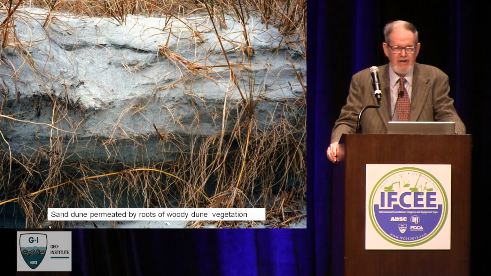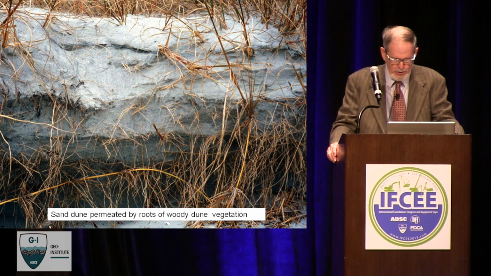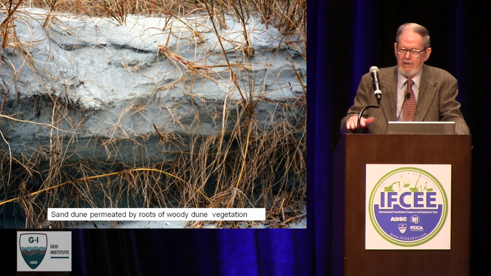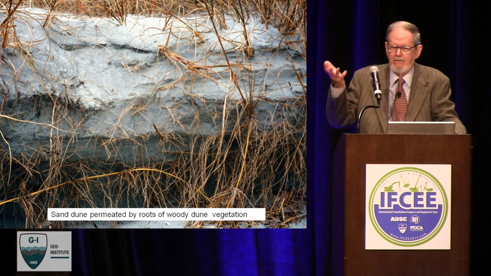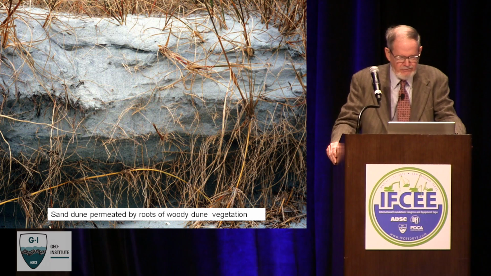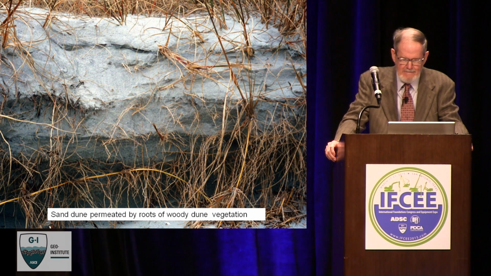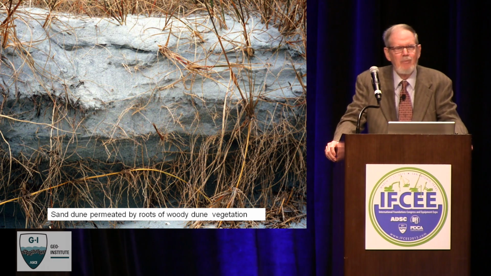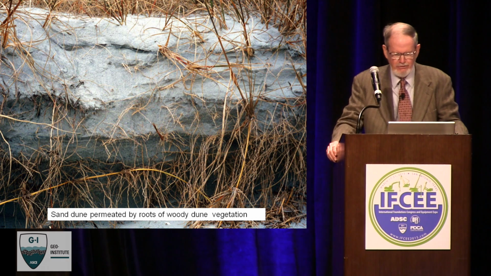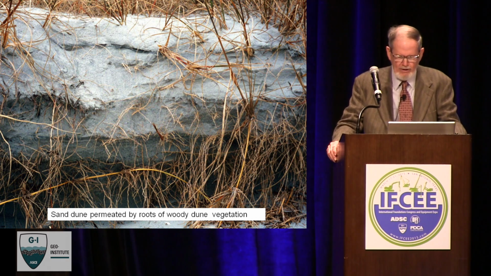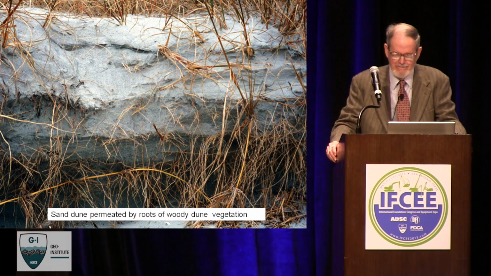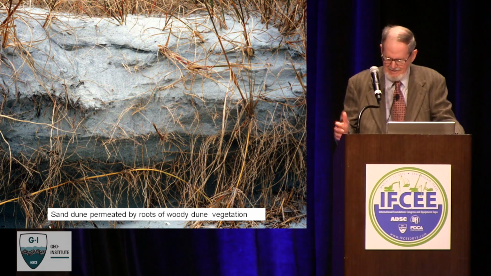So dune vegetation has the ability to survive burial and to send out roots at higher and higher elevations as the sand accretes. This can result in widespread permeation and distribution of fibrous roots, as shown in this photo. In fact, a patented French reinforced earth system using randomly distributed artificial fibers, known as Texol, really kind of mimics this effect.